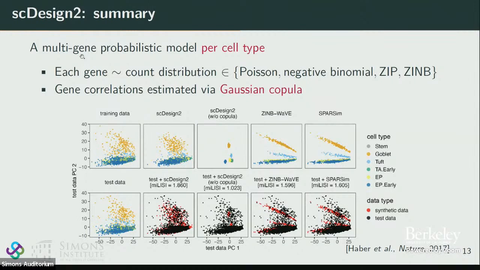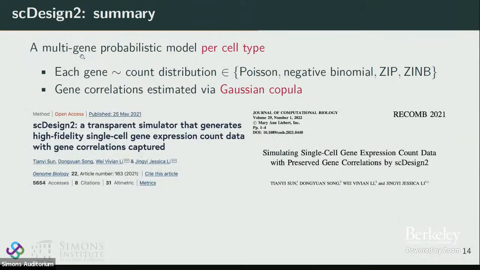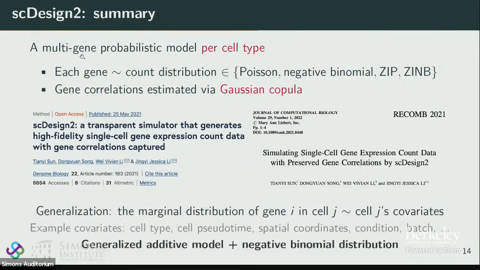And this is a summary. So basically, we have a multi-gene probabilistic model for each cell type. And the key is to capture gene-gene correlations using the copula framework. This is the work we published last year.